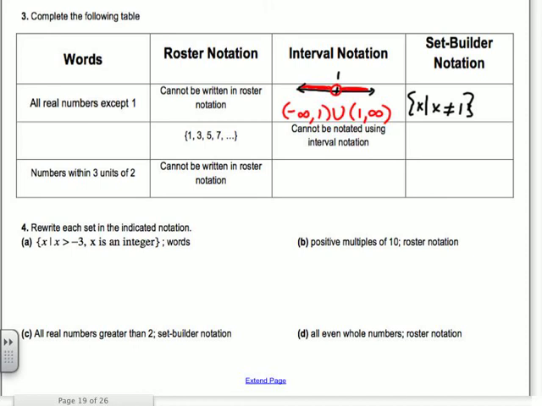Okay, this is a hard one. Numbers within 3 units of 2. Again, try to draw it out on the number line if you're having trouble. So here's where 2 is. You want to be within 3 units, so go out 1, 2, 3. Go out 1, 2, 3 from both sides. So what numbers are on the ends?